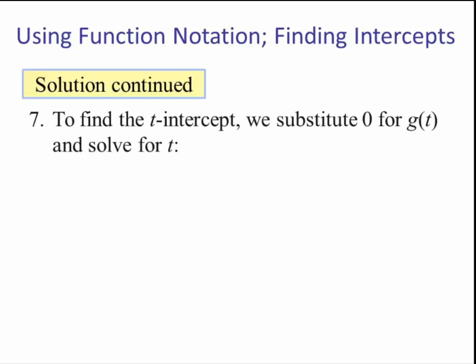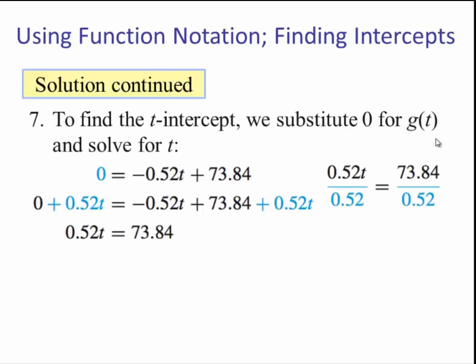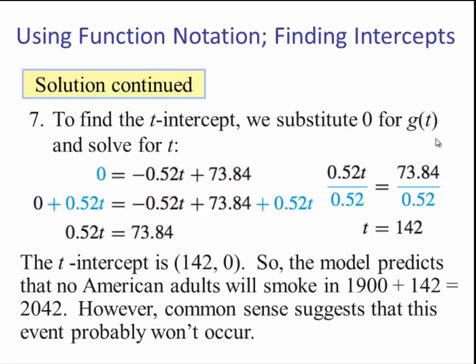Number 7, to find the t-intercept, we substitute 0 for g of t and we solve for t. Solving this equation, we see that t is equal to 142. So in terms of this problem, we would say the model predicts that no adults will smoke in 2042. However, common sense suggests that this event probably won't occur. So we're likely to have model breakdown again.